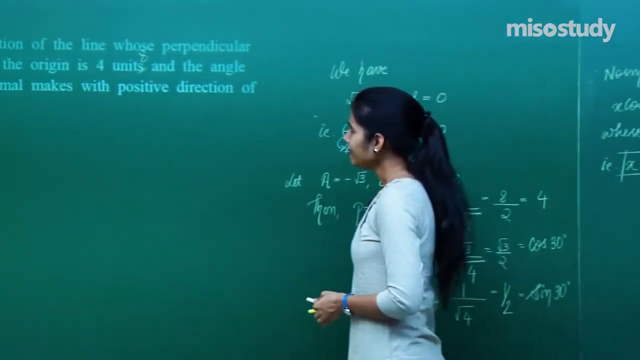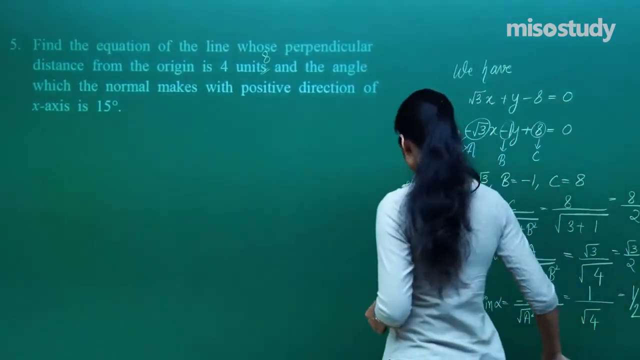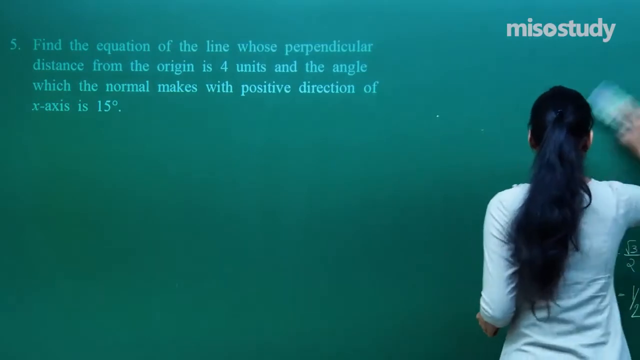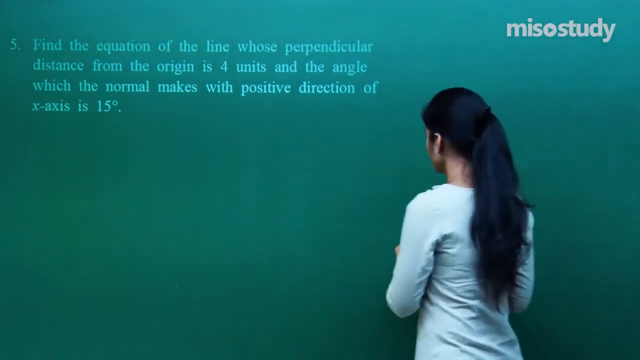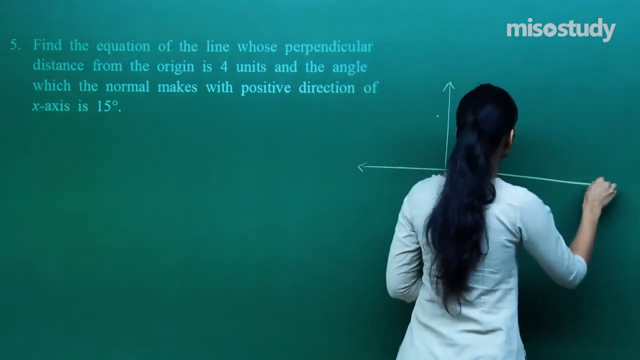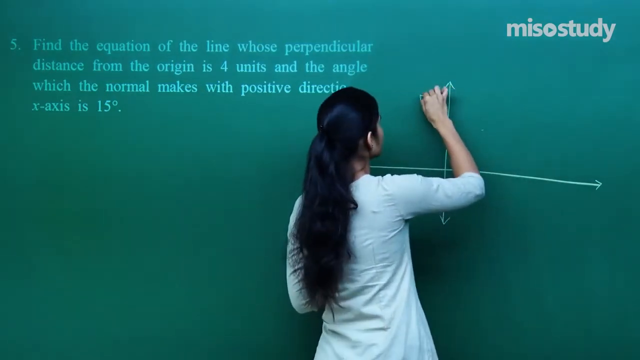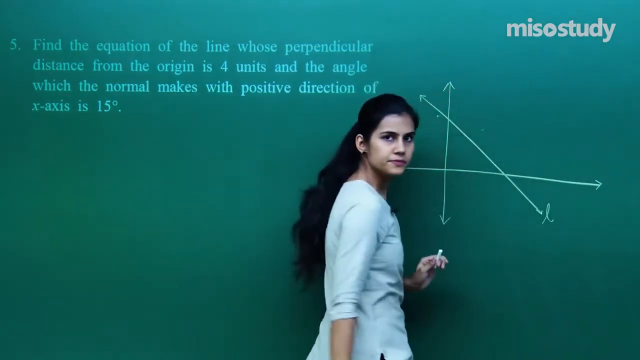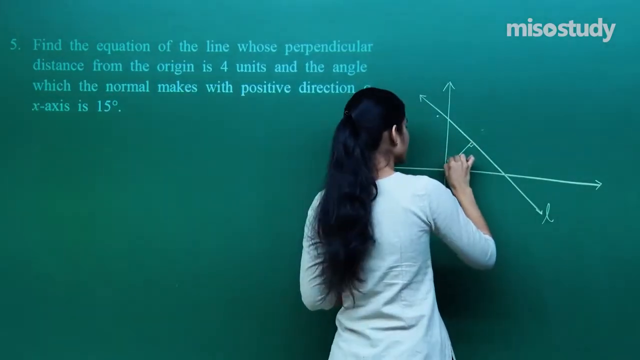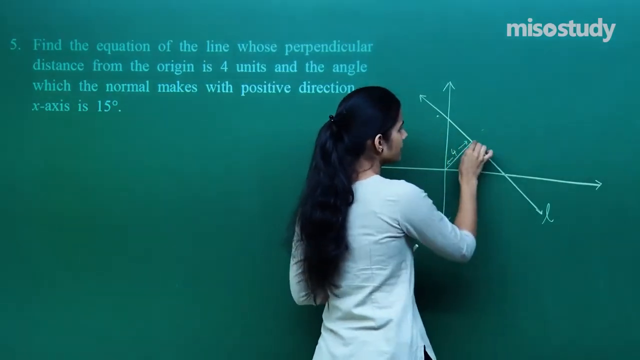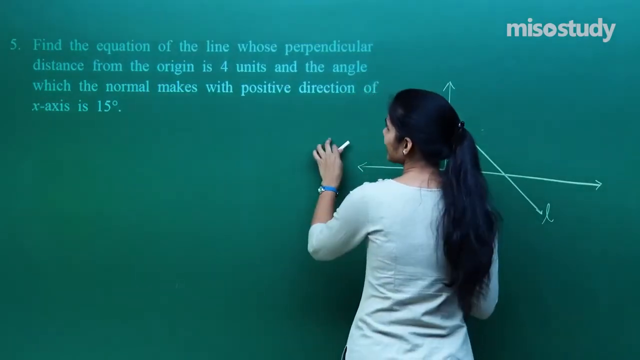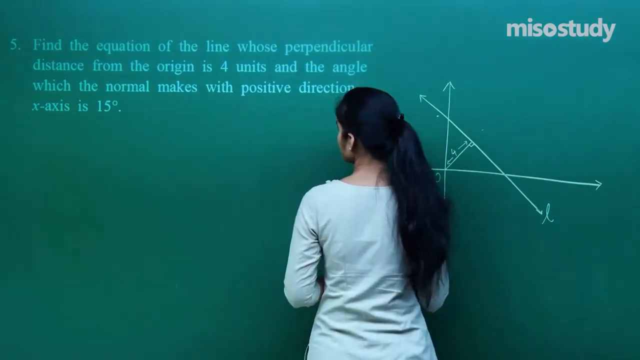Next we have find the equation of the line whose perpendicular distance from origin is 4 units and the angle which the normal makes with positive direction of x axis is 15 degrees. Let us try to do this in here as well. I am given that perpendicular distance from origin. So, suppose that is my line L. Perpendicular distance from origin of this line is given to me as 4 units. This is given to me as 4. This is perpendicular distance of the line from origin. And it is given that the angle which the normal makes with positive direction of x-axis is 15 degrees.